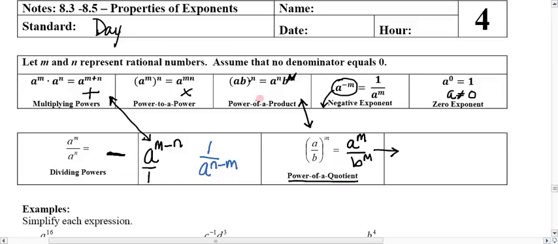So that's a review of all of our rules, plus the two new ones. So now what we're going to do is jump into some examples down below. So we'll do that in just a second.